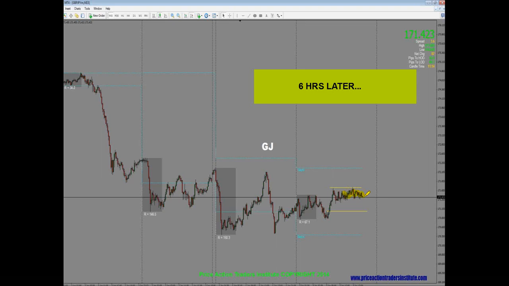So important takeaway from this. When you sit down to trade the New York session, you always want to look for what price has done overnight. That's our most important question.